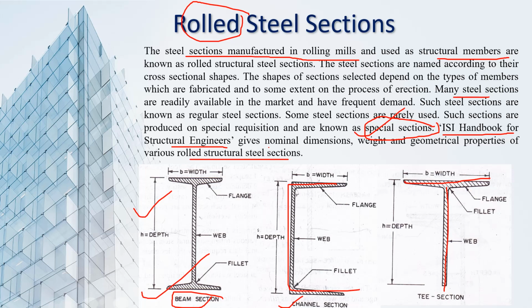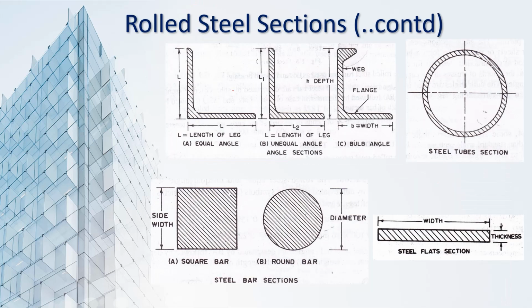So we have talked about I section, C channel section, T section. Similarly, we have angle section. This angle section may be an equal angle. If the lengths of the two legs, L and L, are the same, we call it an equal angle. And if these lengths are different, L1 and L2, we call it an unequal angle. And also we have bulb angle here. Our steel section also may be a tube section. This is circular in cross section and it is hollow in the middle.